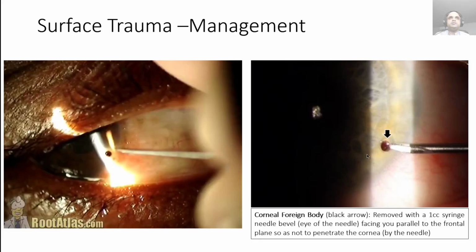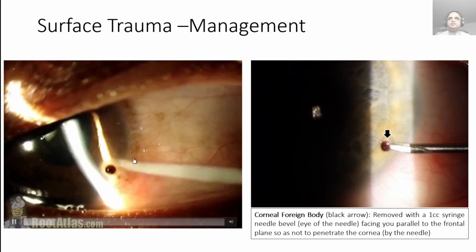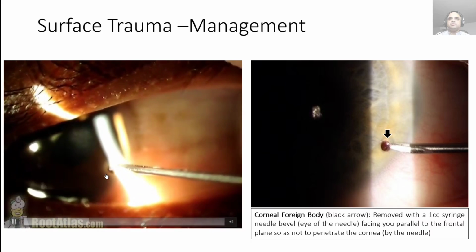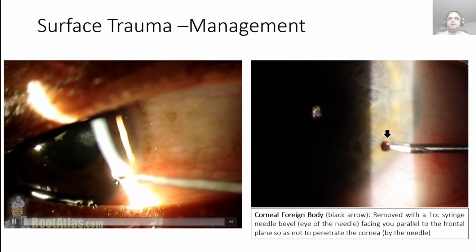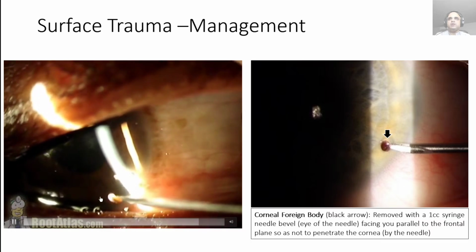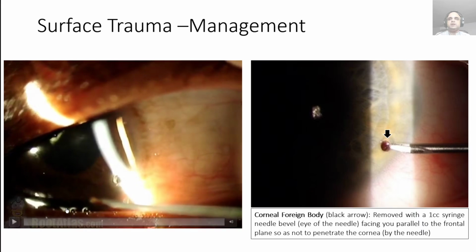So this is a picture on the right which shows how a needle is used to remove the foreign body, which is marked by the arrow. We'll see a little video. So this is the same needle, this is the foreign body. What you do is you take the eye of the needle facing towards you below the foreign body, and you just push it out of the cornea. Here we go. And the same can be applied to a foreign body on the lid, as we saw before.